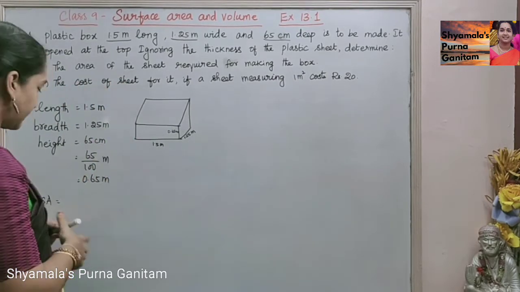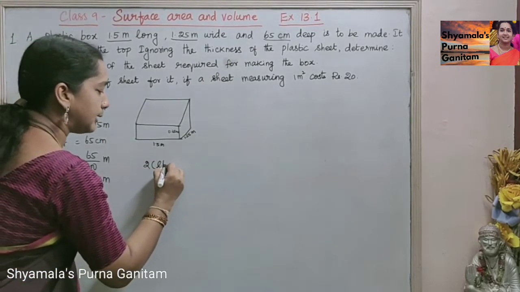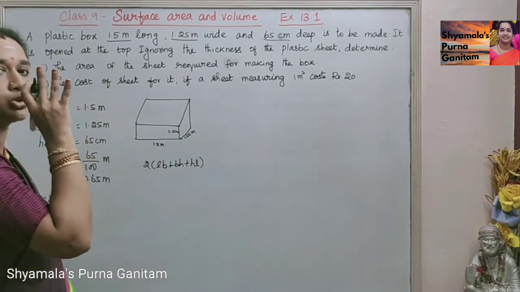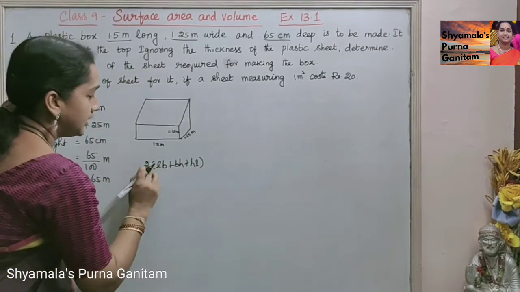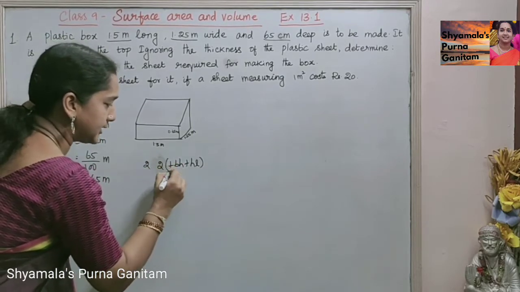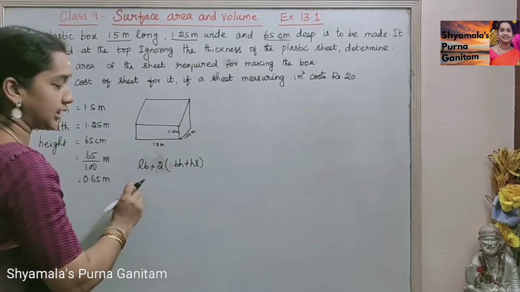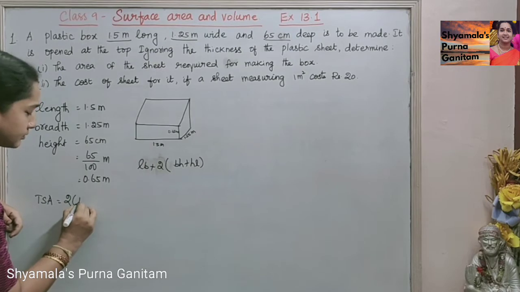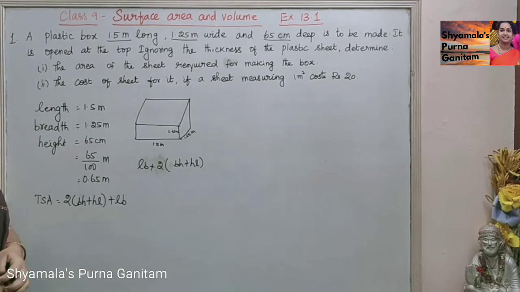The remaining two will be 2. Actually the formula is 2 into LB plus BH plus HL. This is for 6 faces. Here we are going to use only 5 faces, since one side is open. So this length and breadth alone, only one we will take. So 2 into BH plus HL, and length and breadth only one side. So TSA will be 2 into BH plus HL plus LB.